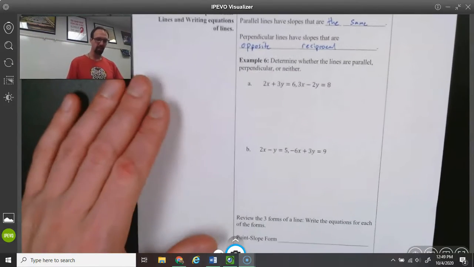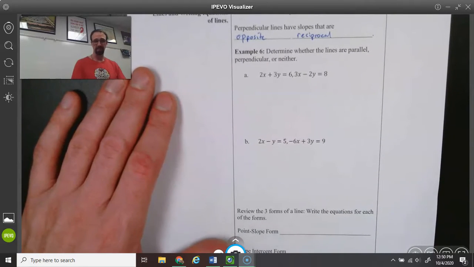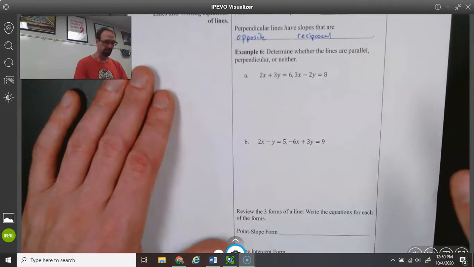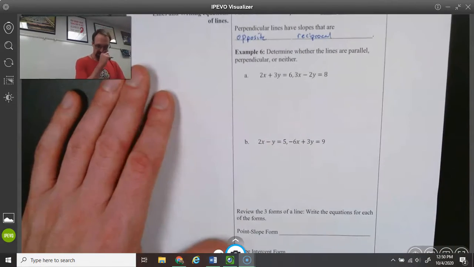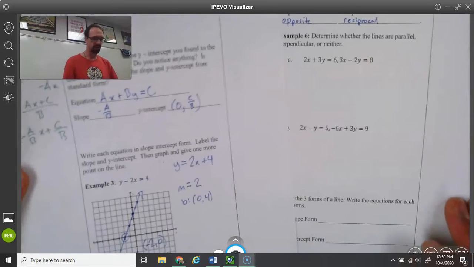Determine whether the lines are parallel, perpendicular, or neither. So I have two lines here, and I want to know if these are the same line, parallel lines, perpendicular lines, or neither. To find out, we need to know the slopes of these. So let's go ahead and convert them. Also, alternatively, instead of converting them, because it's not asking us to, we talked about using this method earlier in the notes.